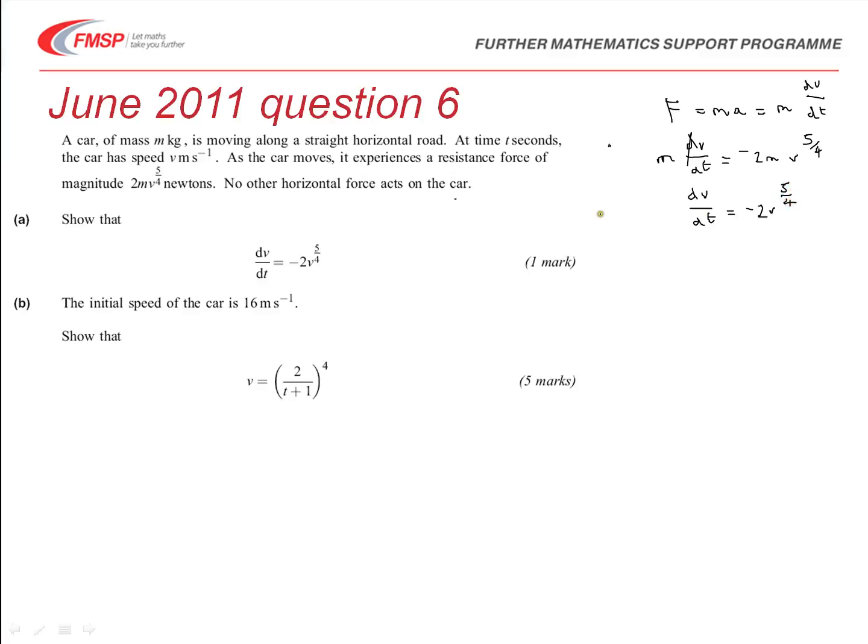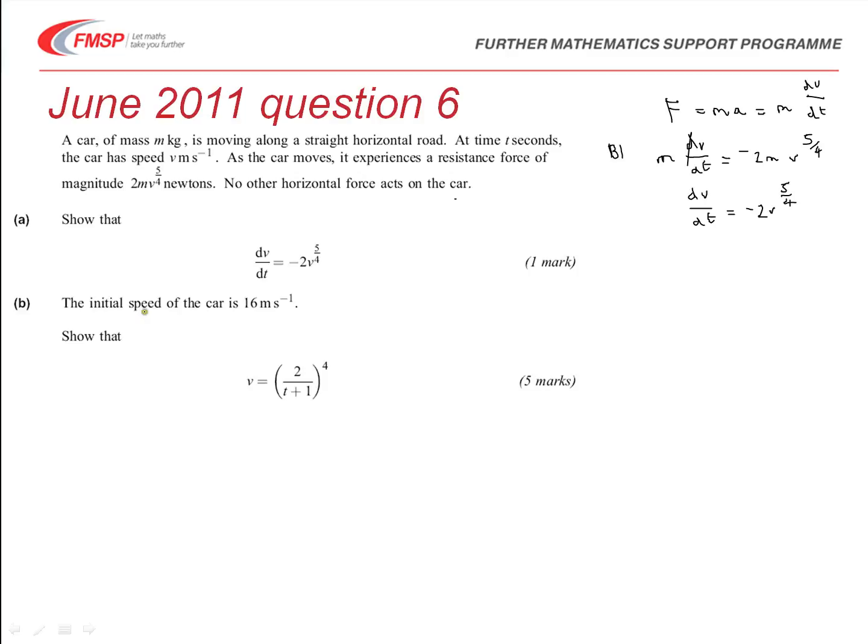Just one mark. Basically the key part is showing that the m dv by dt equals minus 2mv to the 5/4, and that's the statement that gets you the mark.